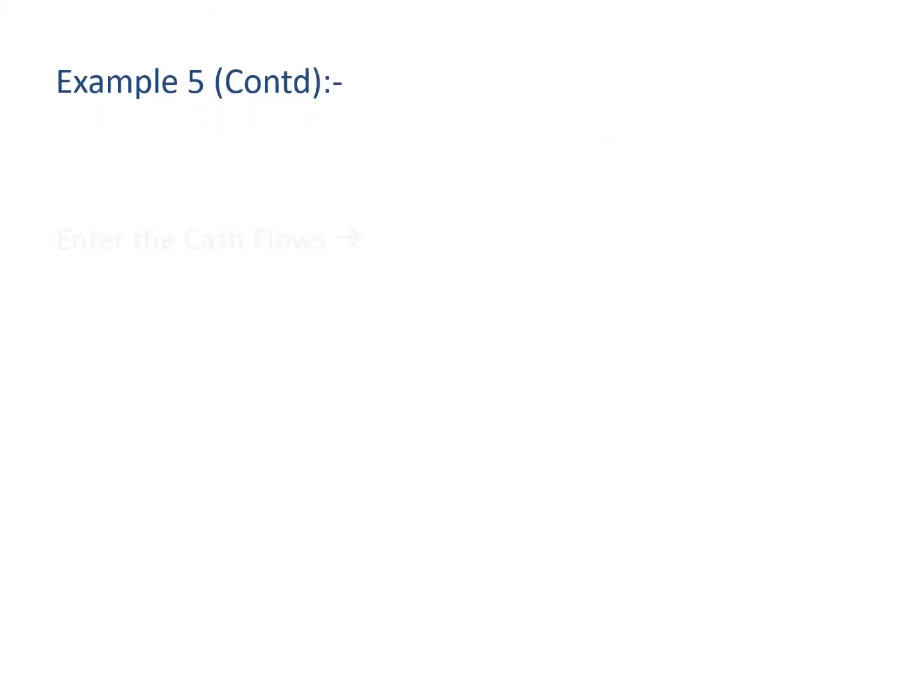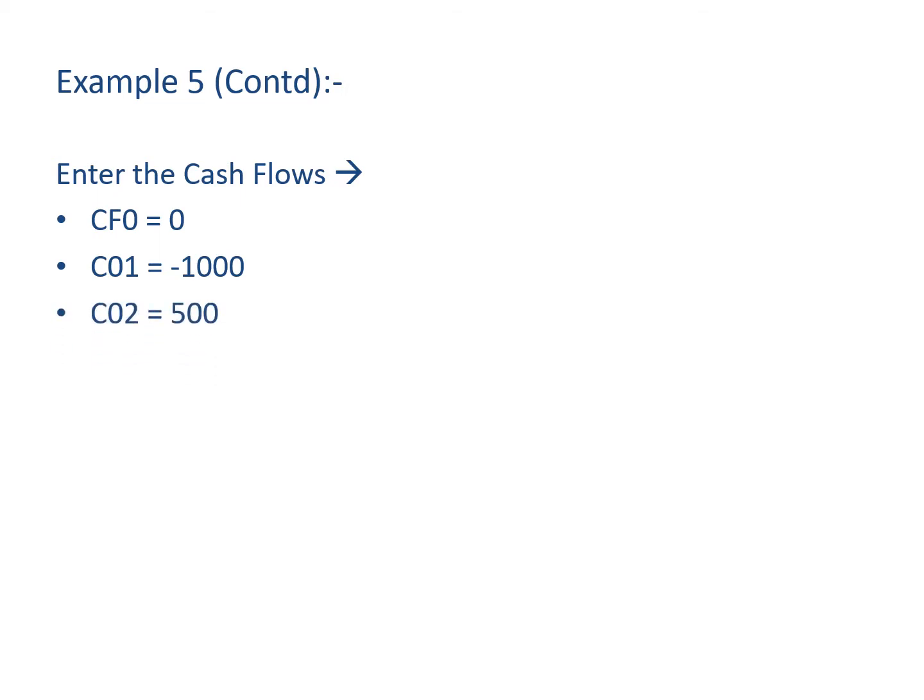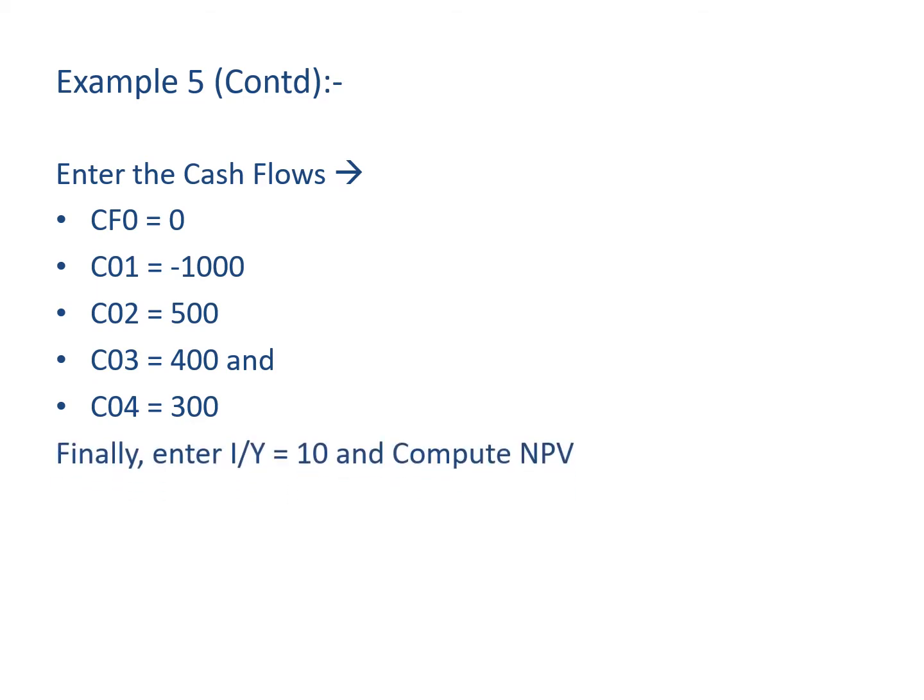Now, let's enter the cash flows. CF0 is 0, C01 is negative 1000, C02 is 500, C03 is 400, and C04 is 300. We are told that I/Y is 10. We need to compute NPV, which comes out to be 9.56.